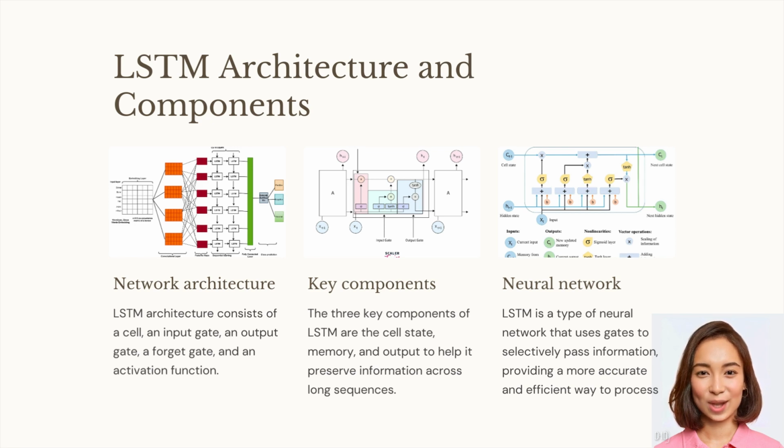information across long sequences. Neural network. LSTM is a type of neural network that uses gates to selectively pass information, providing a more accurate and efficient way to process data.